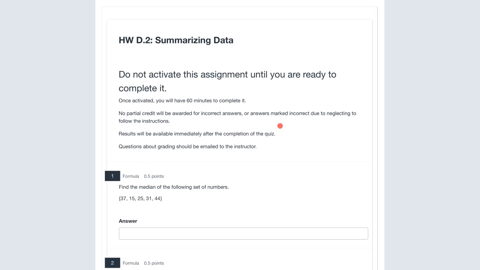Here's an example of homework D.2, summarizing data. Don't start until you're ready. You got an hour to do it, no partial credit. Make sure you review the results immediately upon finishing it, and send me any questions as soon as possible.